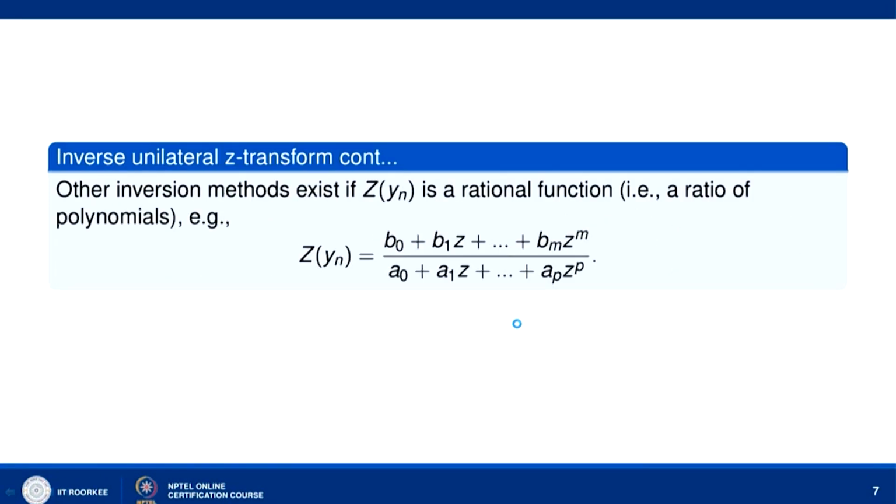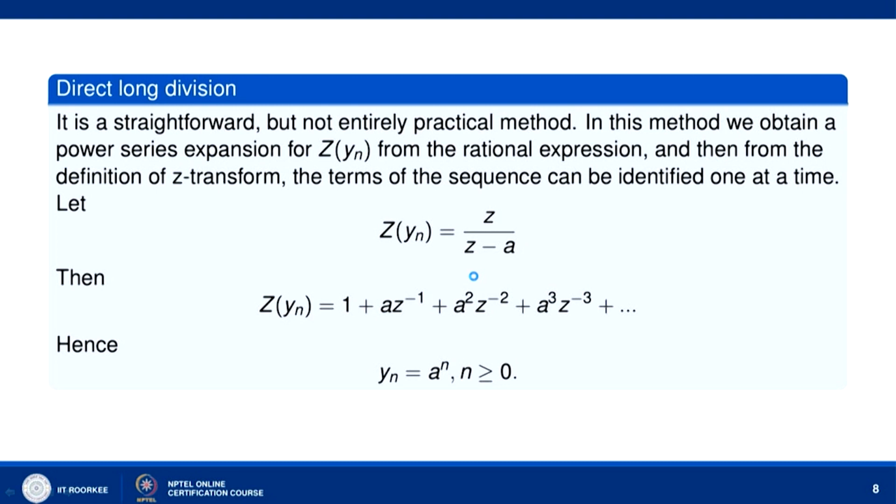So, inverse unilateral Z transform. Now, there are other inversion methods. Let us say if z by n is a rational function, then how we will find the inverse z transform. So, if z by n is a rational function, that is it is a ratio of two polynomials, say b naught plus b 1 z and so on b m z to the power m divided by a naught plus a 1 z and so on a p z to the power p. Then one method is the direct long division method. Okay. It is a straightforward but not entirely practical method.